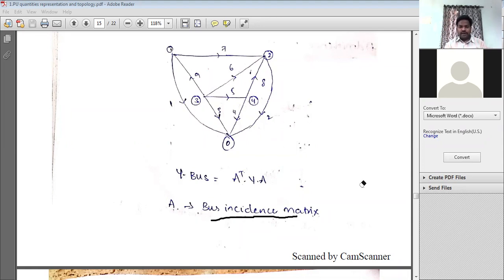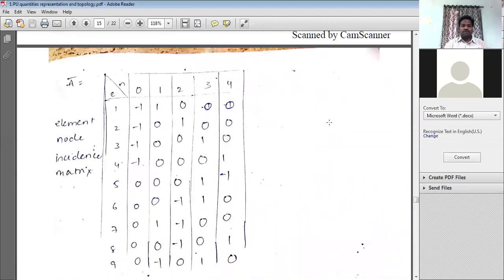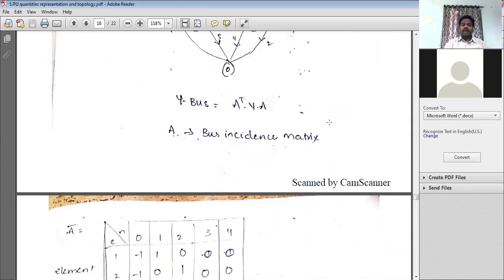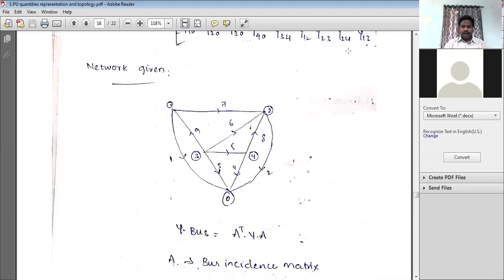By using that graph, first of all, you have to obtain A bar. A bar is nothing but the element node incidence matrix. Now you see here, how many elements are there? So this is the graph, and from this graph you can obtain the number of elements.